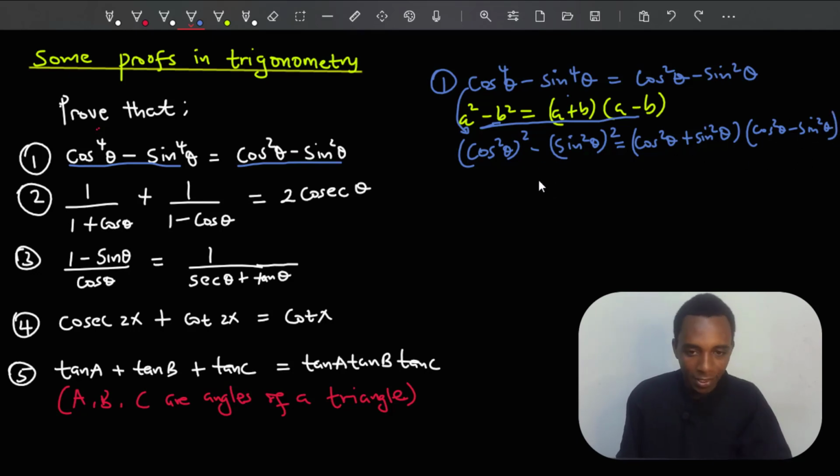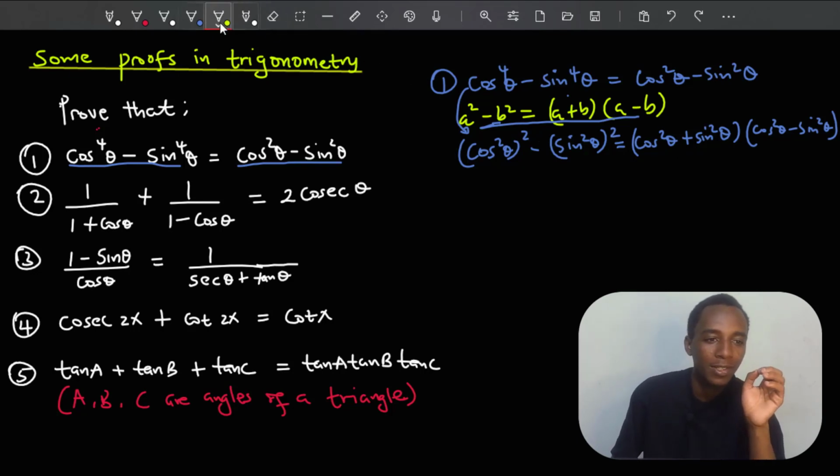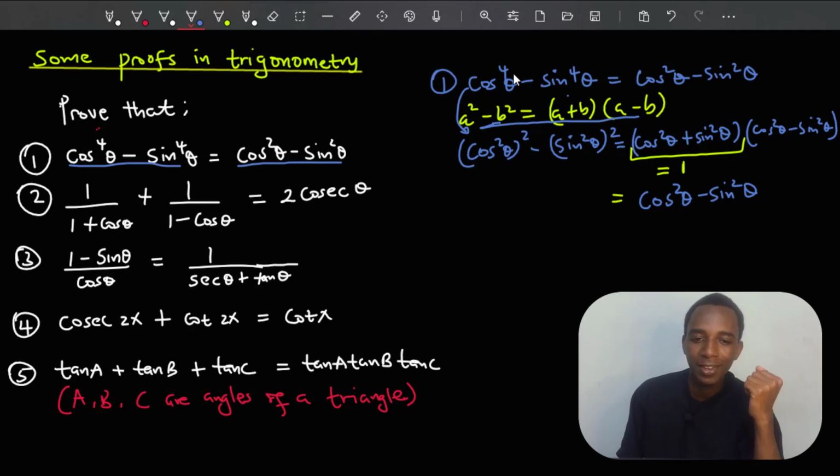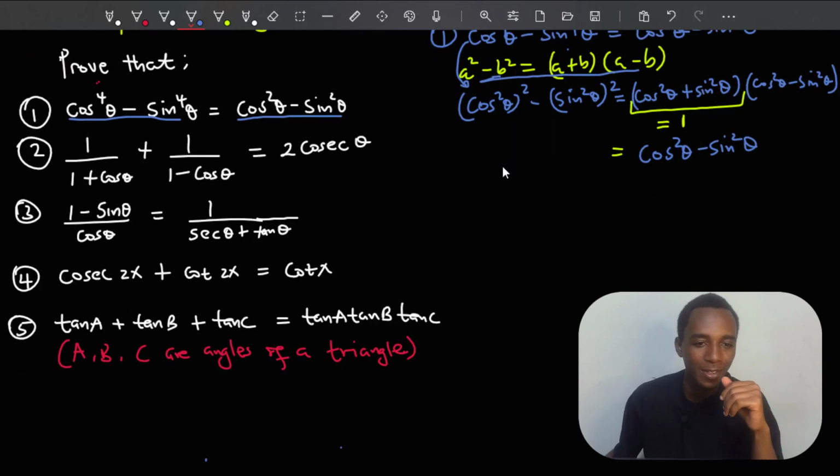So anyways, another important thing, there is this basic trigonometric identity here, cos squared theta plus sine squared theta. This is actually Pythagoras' theorem written in terms of angles, and this is always equal to 1. So finally, I have this as 1 times whatever I have here, which is cos squared theta minus sine squared theta. And there we have it. We've proved that this thing here, cos to the power 4 theta minus sine to the power 4 theta, is the same as cos squared theta minus sine squared theta. Okay, so that's a nice, simple one.